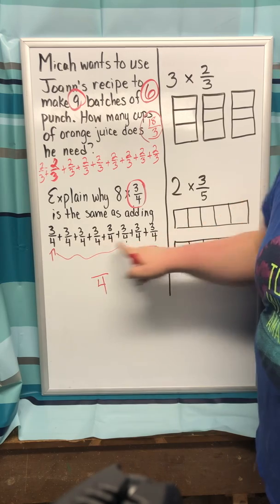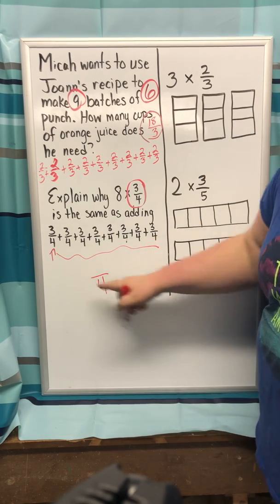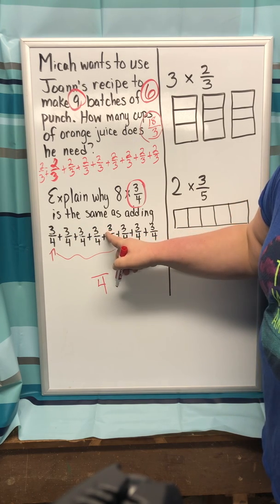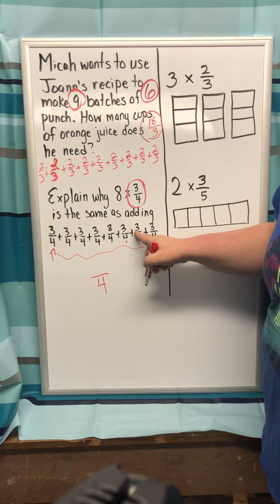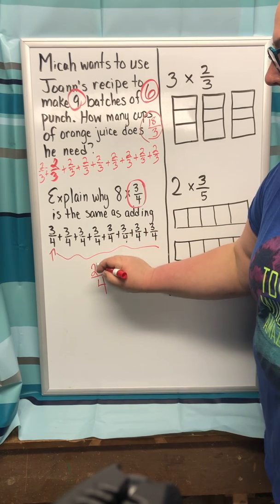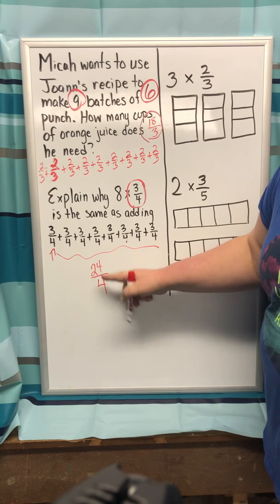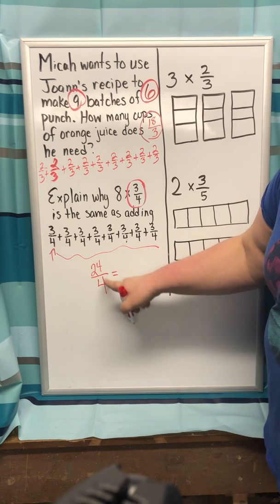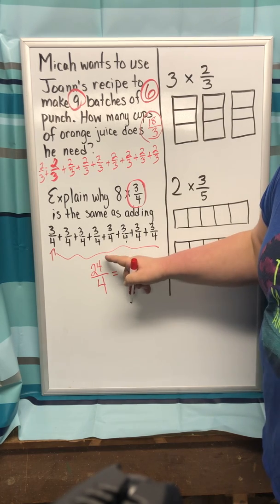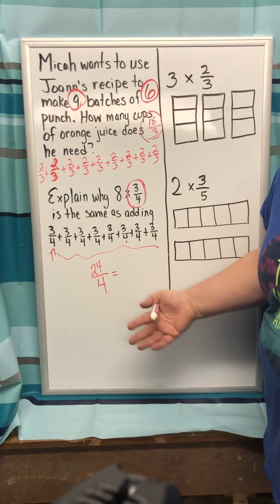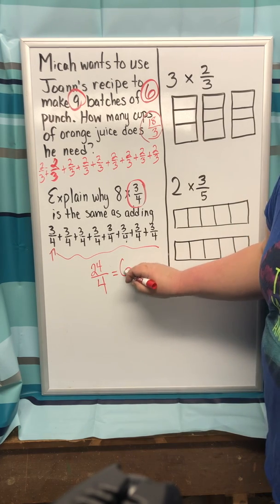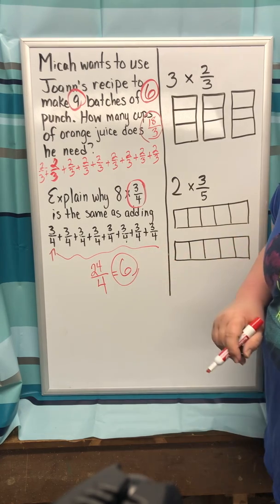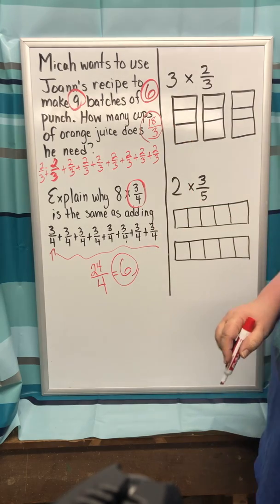Again, we're using a denominator of 4 because 4 is my denominator all the way across. I have 3, 6, 9, 12, 15, 18, 21, 24. So we have 24/4. And again, we're thinking of how many 4s are in 24, or 24 divided by 4 is what? So I know that 6 times 4 is 24. So again, my answer is 6, same as the previous problem.